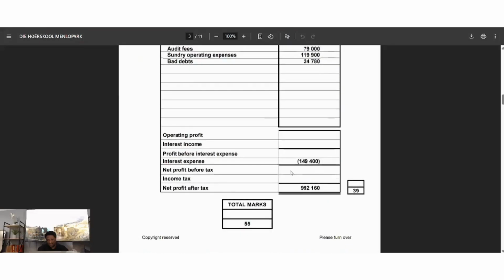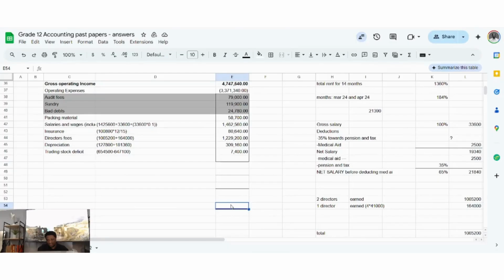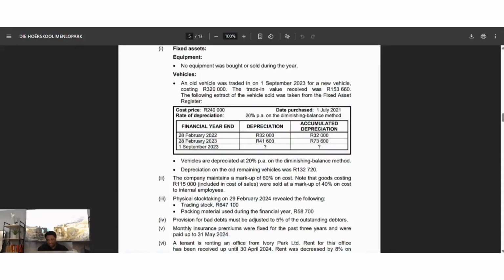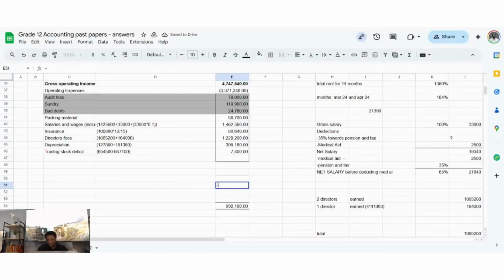And so that gives us expenses, which is 3,371,340. And then we want to look at what we're given next. It's only the net profit at the end, and then also the interest expense. So let me just put that information in right away. 992,160. This is profit after tax, and therefore that would be 149,400. Okay, so that would mean then that we would have an operating profit, which would be gross operating income minus expenses.